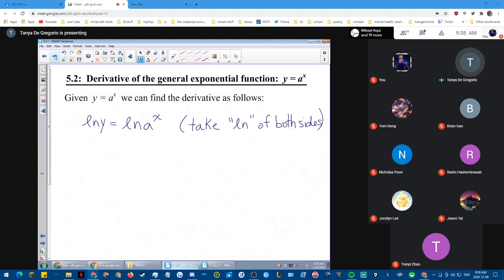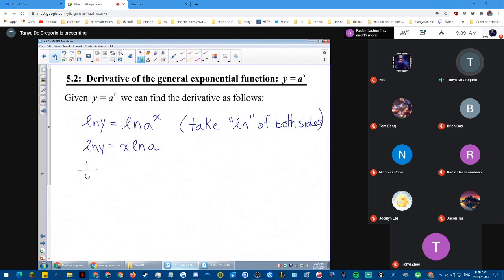And the whole reason I do that is so I can bring that exponent down, just like we've done in the past. Now from here I want to take the derivative. So taking the derivative of ln of y, I know it's 1 over y, and then times the derivative of y, which we know is dy dx, or y prime. Same thing, right?